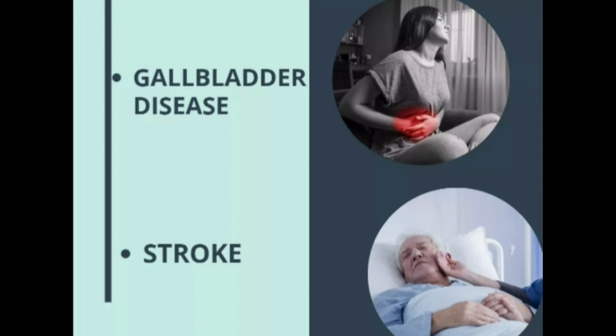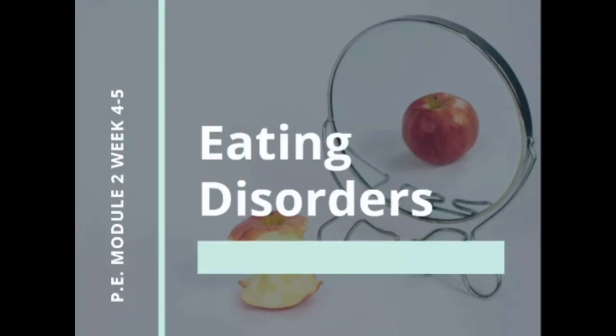Gallbladder diseases and stroke. A stroke occurs when the blood supply to part of your brain is interrupted or reduced, preventing brain tissue from getting oxygen and nutrients. Brain cells begin to die in minutes. A stroke is a medical emergency, and prompt treatment is crucial. Early action can reduce brain damage and other complications. Now that we're done discussing the health consequences of having an excessive body weight, let us proceed with eating disorders.